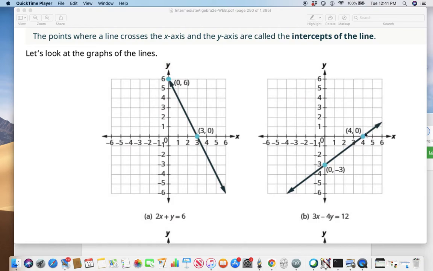Look at this line. It crosses the x-axis at the point (4, 0). That is the x-intercept. That line crosses the y-axis at (0, -3). That is the y-intercept.